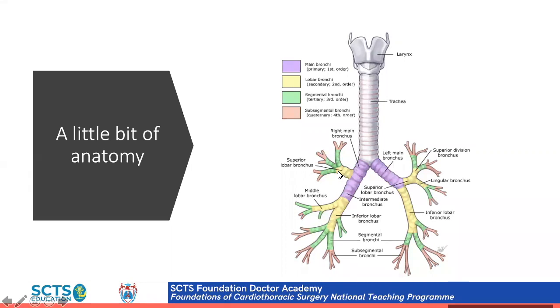From the right main bronchus, we have a right upper lobe bronchus. This is called the secondary carina, where that divides off the right main bronchus. And then the bronchus intermedius, which again divides into the middle lobe bronchus and the lower lobe bronchus. The lobar bronchi then divide into the segmental bronchi, and we'll touch on the segments in the next slide.